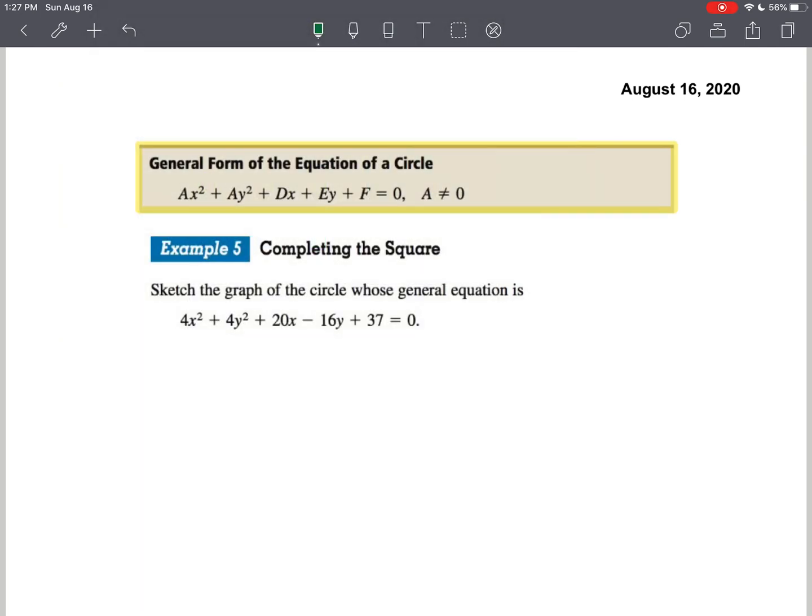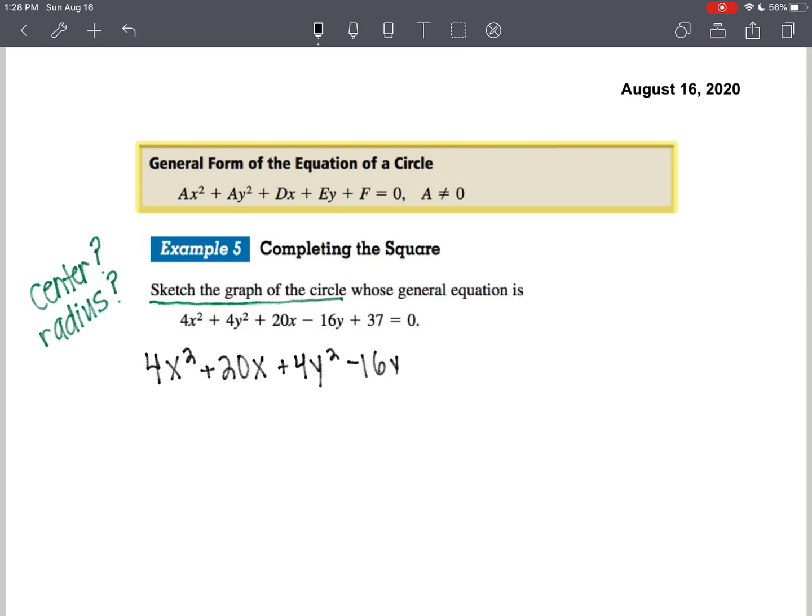So if I want to sketch this graph, I need to know the center, and I need to know the radius length. So the first thing we're going to do is organize so that all of our x's are together, all of our y's together, and we're going to move that constant to the other side. So step 1, reorganize: 4x squared plus 20x plus 4y squared minus 16y equals negative 37.